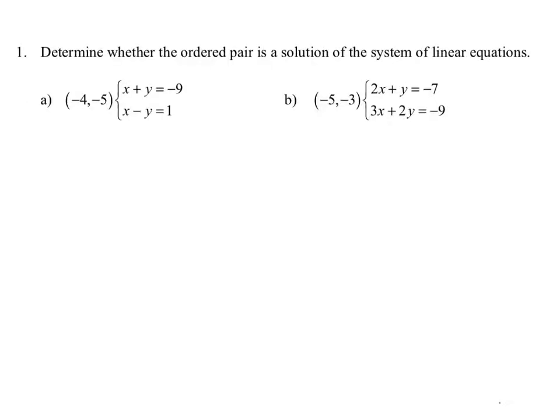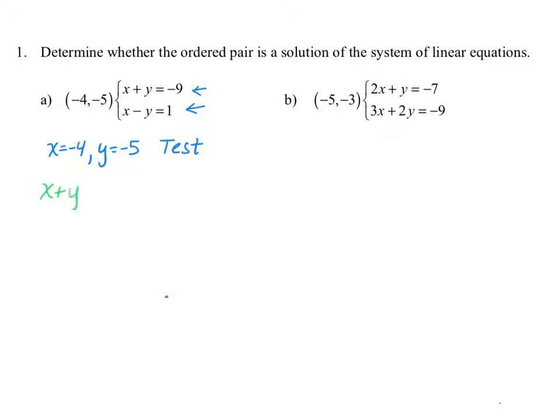Here we want to determine whether the ordered pair is a solution of the system of linear equations. In the first examples, we're given a point, and we're given the system of linear equations. For our first example, the point given is (-4, -5), meaning x is equal to -4 and y is equal to -5. What we want to do is test that to see if those values result in true equations for the first equation and the second equation. If they are solutions to both of those equations, then we say it's a solution to the system of linear equations.